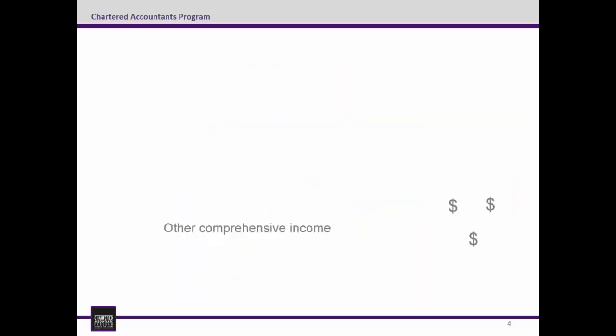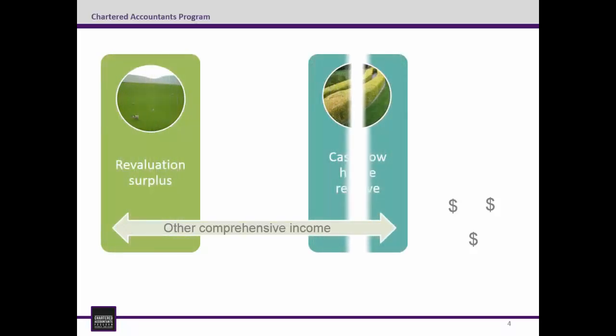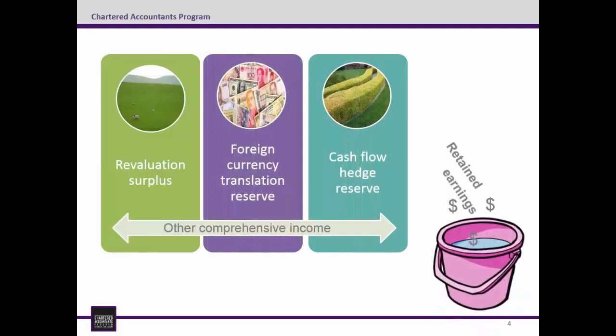Like the profit and loss, OCI is all about movements. But OCI is all about movements in reserves. So what are some reserve accounts that you might be familiar with or that you might encounter in the Fin module? The revaluation surplus, the foreign currency translation reserve, and the cash flow hedge reserve. Retained earnings is also a kind of reserve, but it doesn't belong in OCI because the movements are already detailed in the profit and loss.